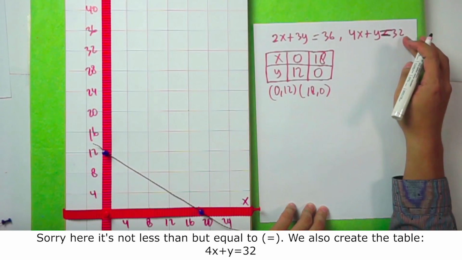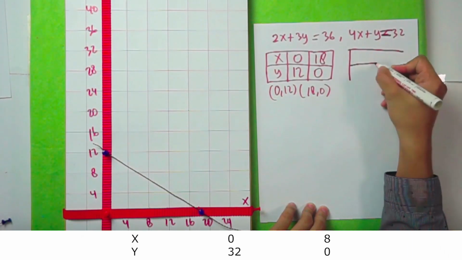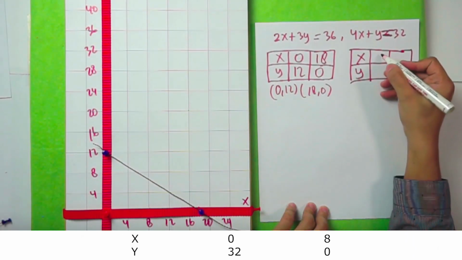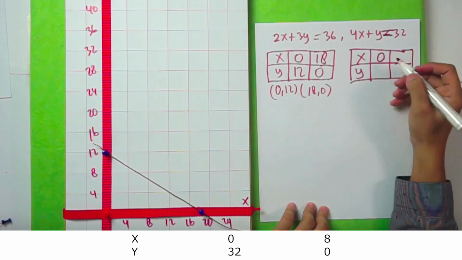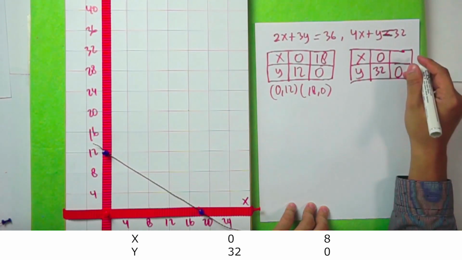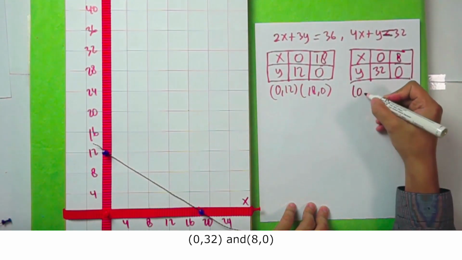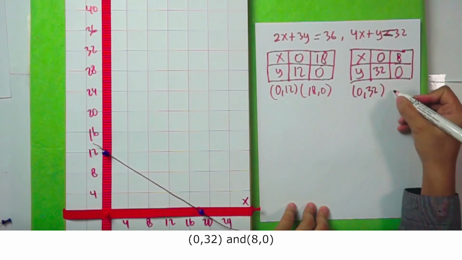Let's also create the table. 4x plus y equals 32. If we change x to 0, we get y value equals 32. And if we change y value to 0, we get x value equals 8. So we got two dots, 0, 32, and 8, 0.